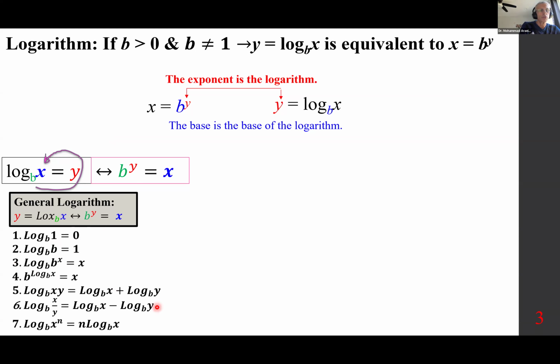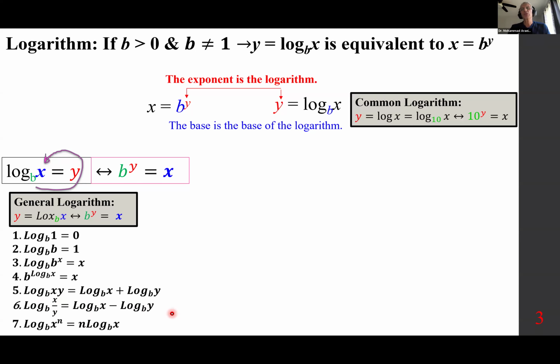Product rule, quotient rule, power rule. Log of xy equals log x plus log y, same base b. That's the product rule. Log of x over y is log x minus log y, same base b. Log of x to the power of n is n log x, same base b.